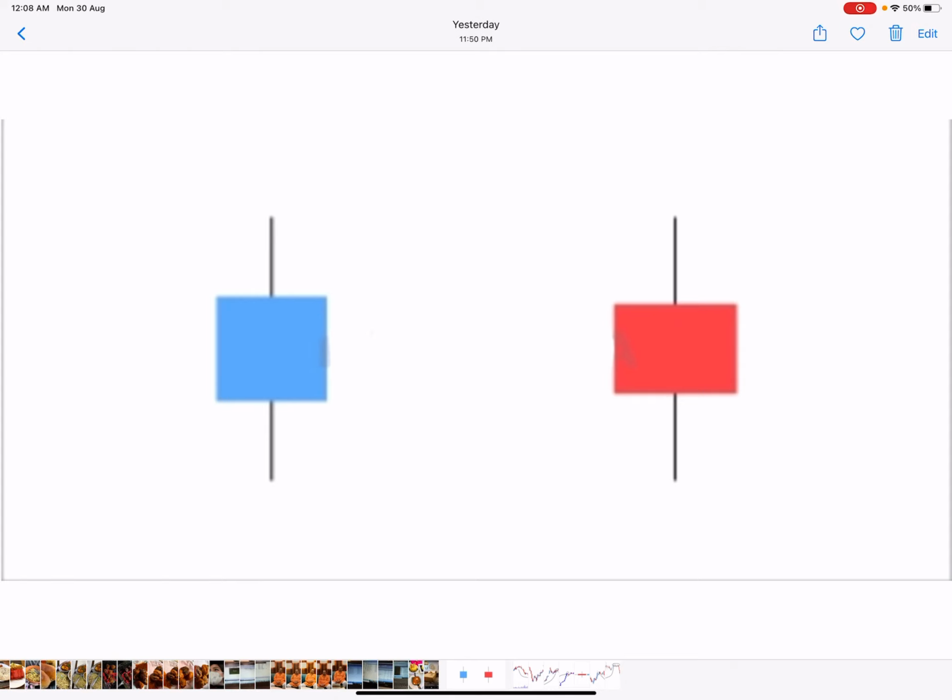So what do you think transpired during the day that led to the creation of a spinning top? On its face, the spinning top looks like a humble candle with a small real body, but in reality there were a few drastic events that took place during the day. So let us follow these events.